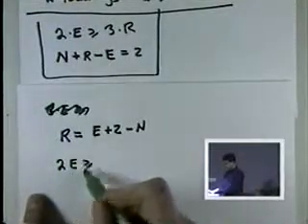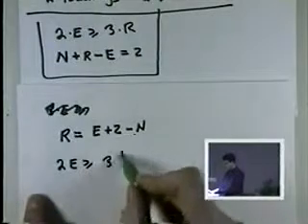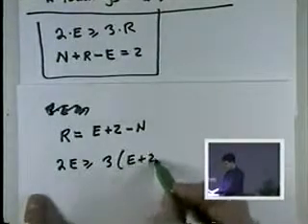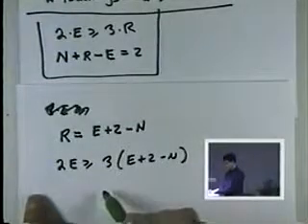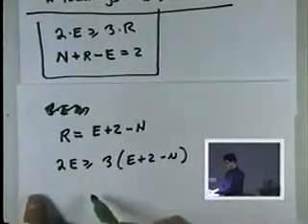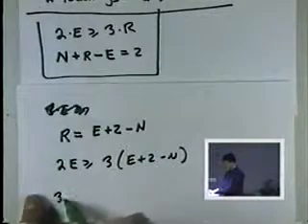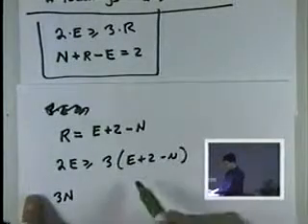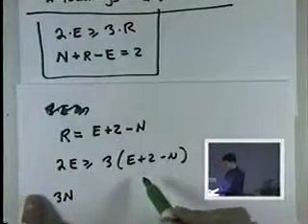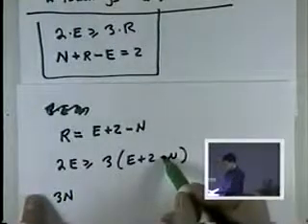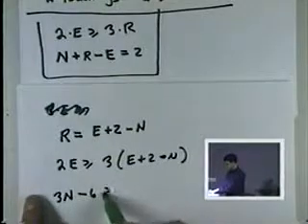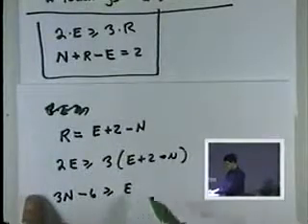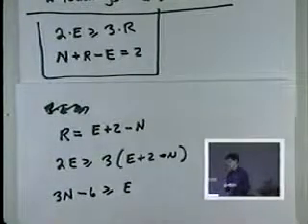So 2 times the number of edges is greater than or equal to 3 times E plus 2 minus N, which means that 3N minus 6 is greater than or equal to E.